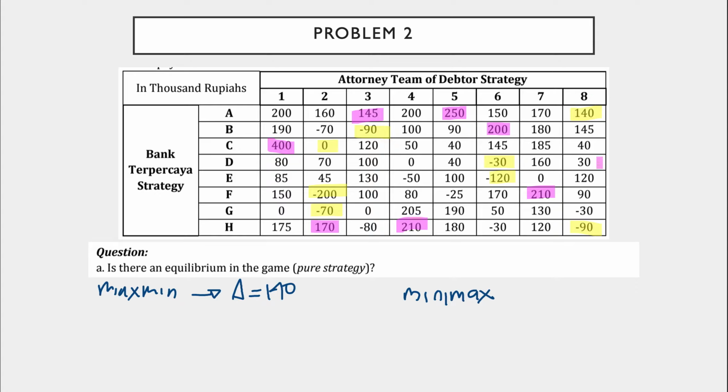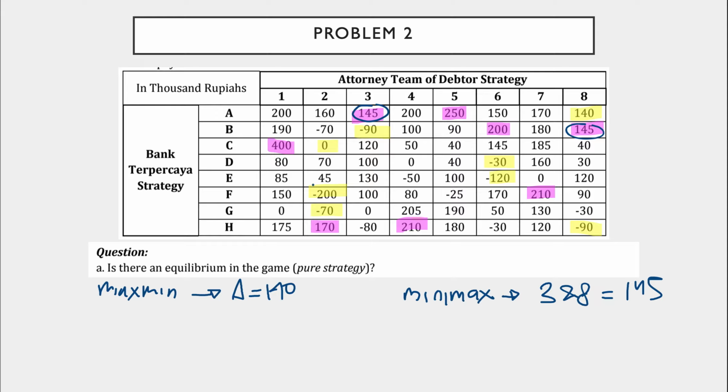210. Strategy 8, 145. So from these ones I highlighted in pink, we choose the smallest one, which is 145 and 145. So the minimax for Attorney Team is strategy 3 and 8, which equals 145 in value.